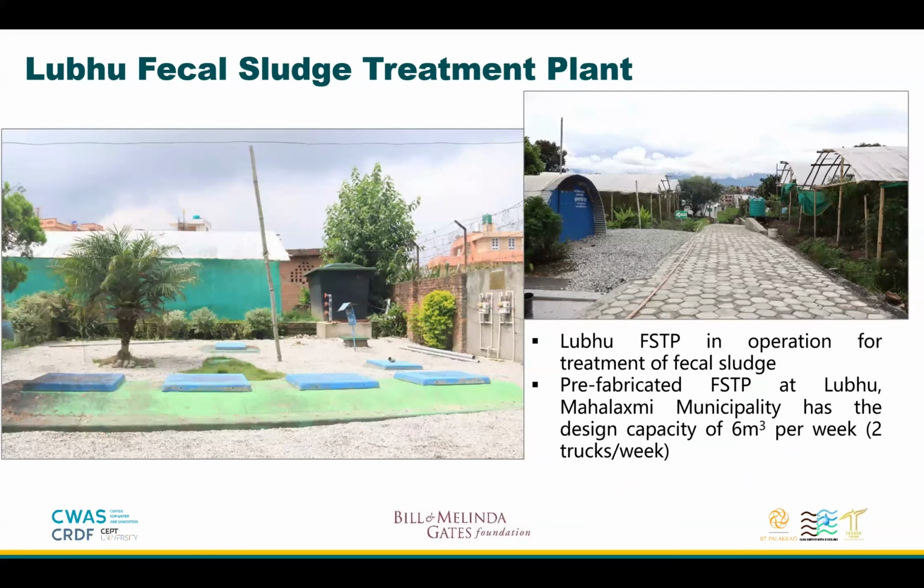Now, the municipality also ensures that the dislodged fecal sludge is well treated, and for that purpose, it has constructed a fecal sludge treatment plant at Lubu, which is a prefabricated fecal sludge treatment plant with the capacity of 6 cubic meters per week. The service providers have an agreement, and the dislodged fecal sludge is then disposed of in this treatment plant. Next slide, please.